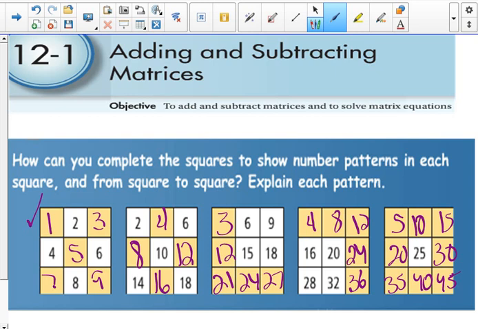Then you will love this chapter because this is all about matrices and corresponding elements and comparing, adding, subtracting, multiplying. We're going to do all sorts of things with grids of numbers like this. Okay, very good. Any questions about these little puzzles? So it's a nice little opener.